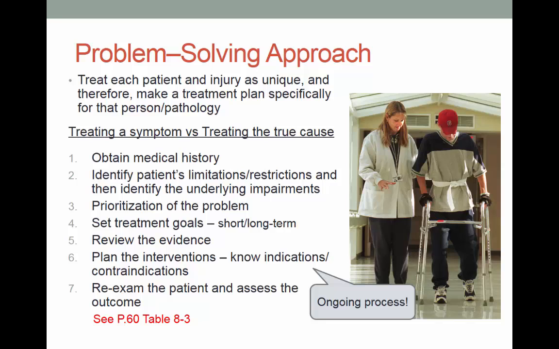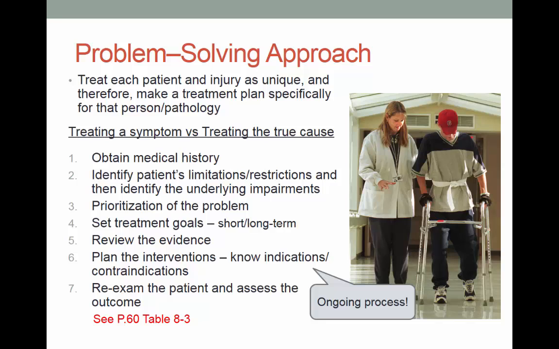We also need to consider whether or not we are treating a symptom or treating the cause of the injury or condition. Unfortunately, some conditions we just can't treat. For example, a spinal cord injury. We can do rehabilitation and help the symptoms of the condition, but unfortunately we do not have the power at the current time to be able to treat the cause of the injury and heal the spinal cord.